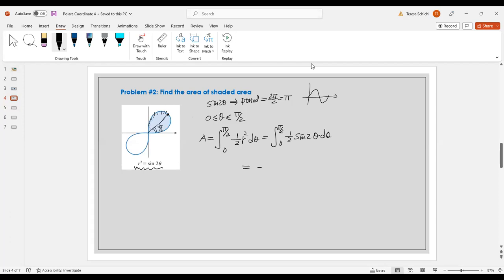So the sine becomes cosine also. So it's 1/4 cosine 2 theta, right? Then you plug in the upper bound and the lower bound, and then the answer here will be 1/2. Okay, so this one is pretty easy. It's a little bit harder than the first problem, but it's still pretty easy because you can find the angle of these regions here.